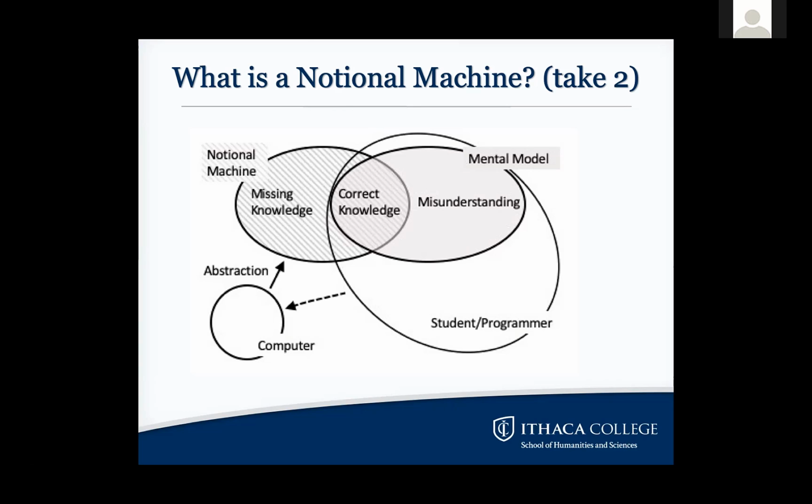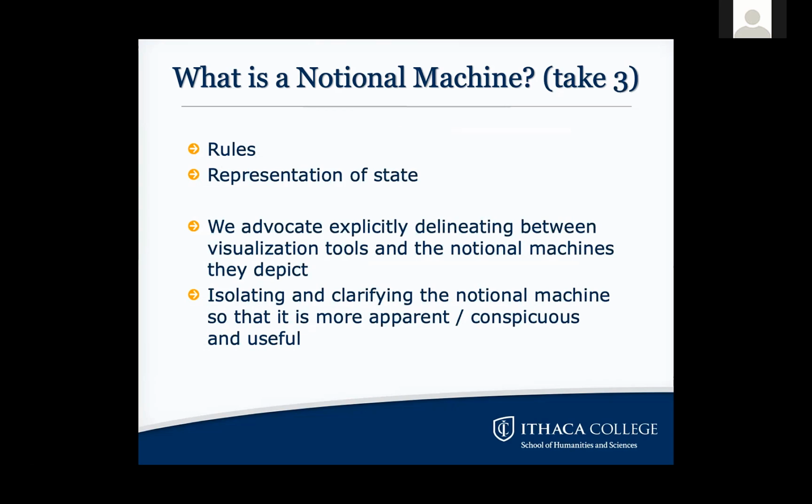The student still has their mental model that has the part that's right and the part that's wrong. And the idea is that a notional machine hopefully can give a large correct area where they understand how things work, and can take a piece of code and run their mental model of the notional machine in order to figure out what the outputs would be without throwing it at the compiler. So yeah, we obviously didn't clarify it as much as we'd like. So let's do a different way of thinking about it.